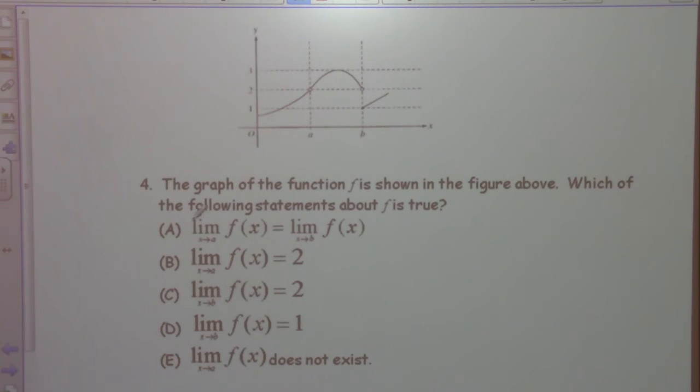Let's look down the list. I had my hand in a circle. Limit as x approaches a of f of x equals limit as x approaches b of f of x. No. Well, here, there's a limit here, but not here. I didn't see that limit. Oh my God. So that's wrong.